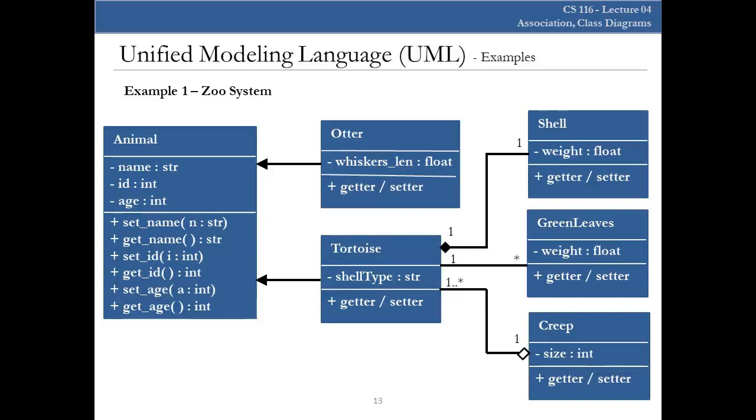So you see here, I have defined different types of relationships. We have inheritance here, we have composition here, we have aggregation here, and we are also showing a simple association here.